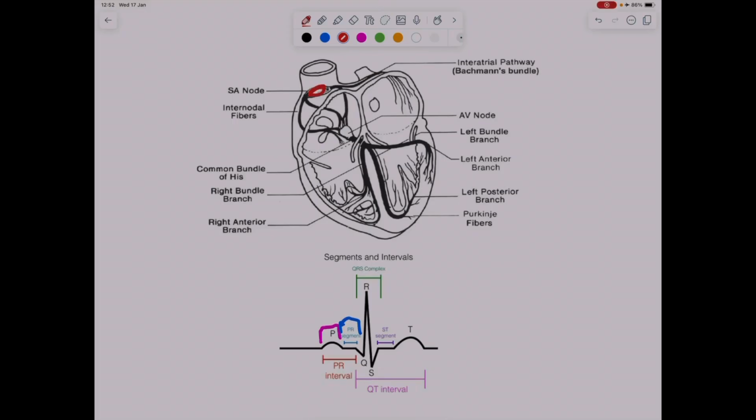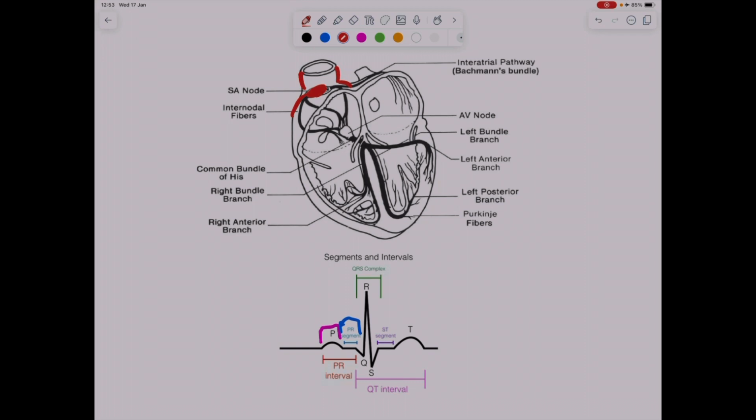So it is the primary pacemaker in the heart and is a complex spindle-shaped structure that lies at the junction of our SVC and our right atrium. Physiologically, it spontaneously depolarizes faster than any other cardiac cell. Myocardial cells love to follow the leader, and the SA node is our leader.